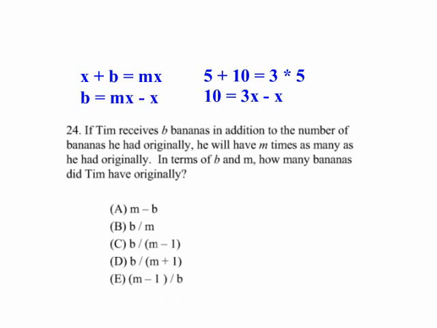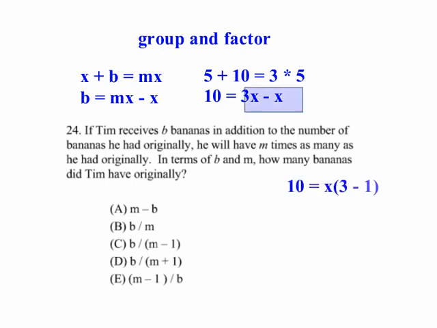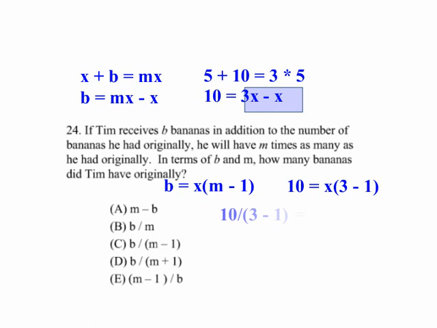Okay, this is where we hit a huge thing. You want to group and factor here. By that I mean, see how we've got X over there with the 3X minus X? Well, you just subtract the 1X from the 3X to get 2X. But if you're conceptualizing it in terms of abstracts, what you're really doing is saying X times 3 minus 1. Okay, now let's substitute over here with our letters. B equals X times M minus 1.